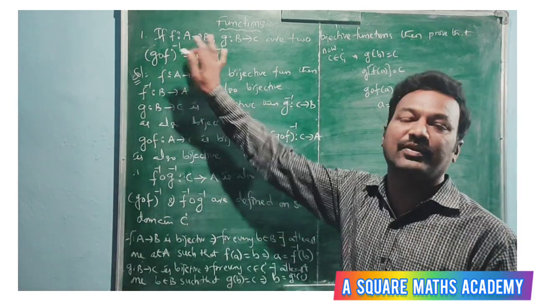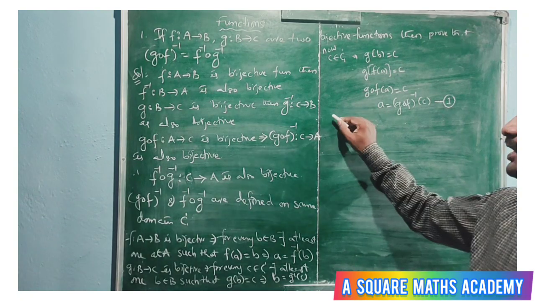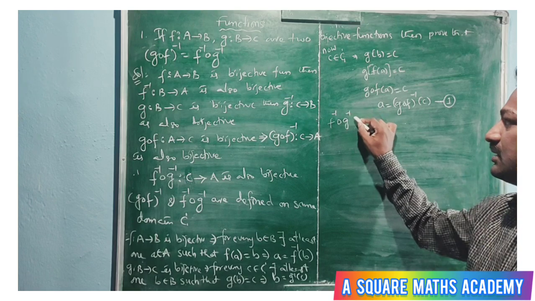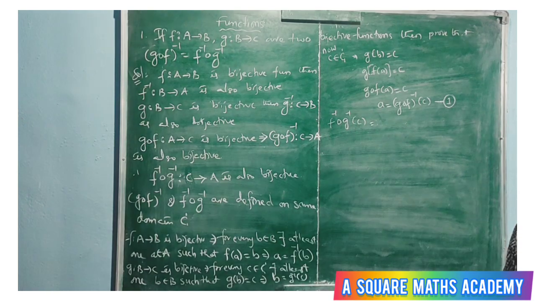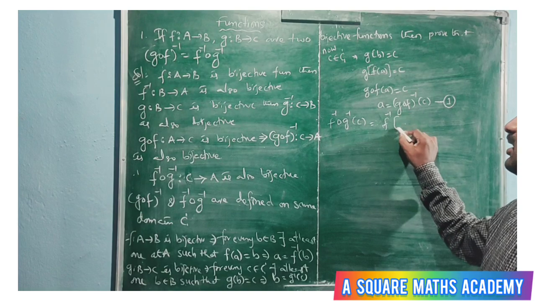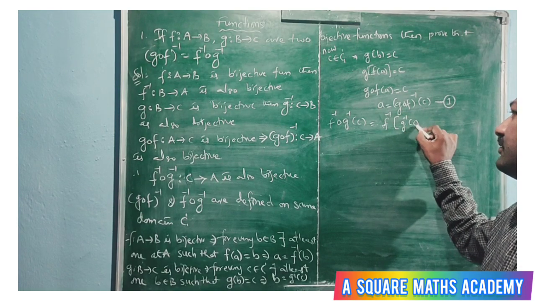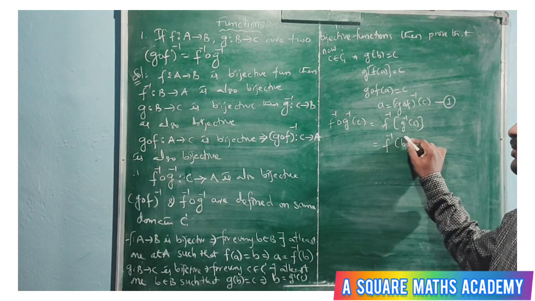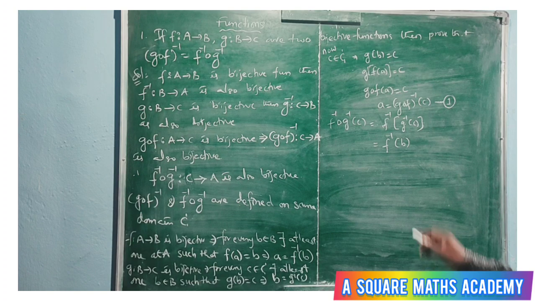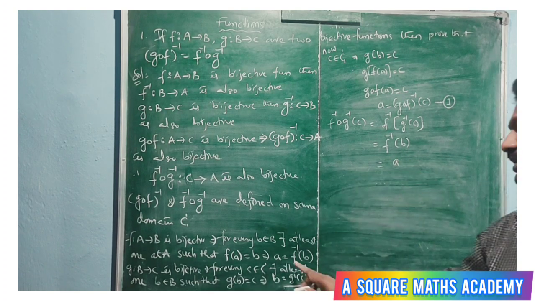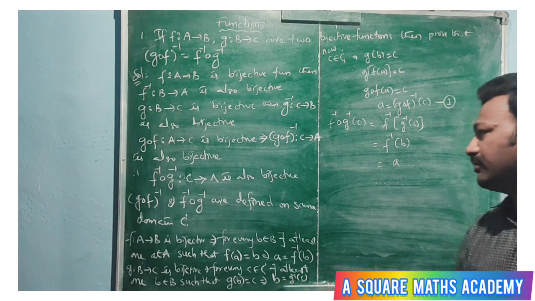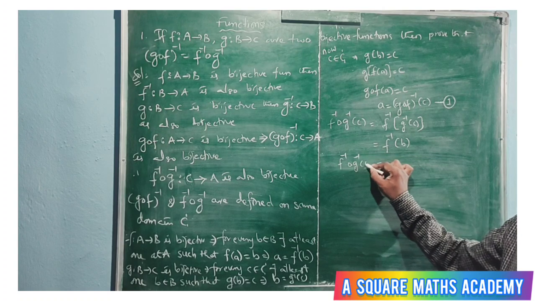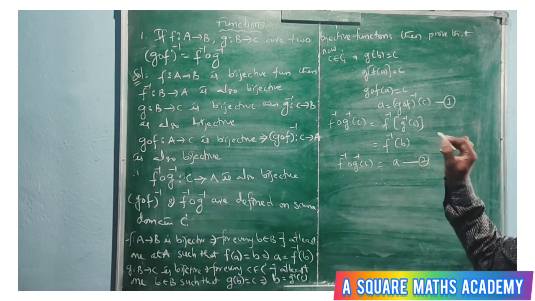So (g∘f)⁻¹ of c equals a. Next, we take the RHS, f⁻¹∘g⁻¹ of c. f⁻¹∘g⁻¹ of c can also be written as f inverse of g inverse of c. g inverse of c equals b, so f inverse of b, which equals a. So f⁻¹∘g⁻¹ of c equals a. So this is equation number 2.